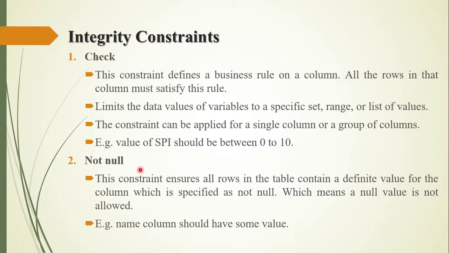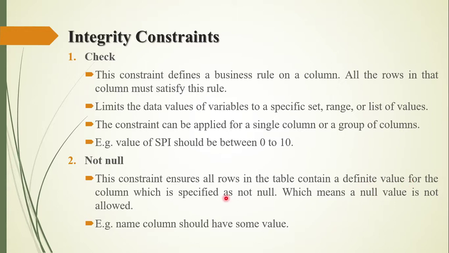Okay. Now second is not null. This constraint ensures all rows in the table contain a definite value for the column which is specified as not null, which means a null value is not allowed. So not null means no null value. Okay, so in the table it must have definite values.